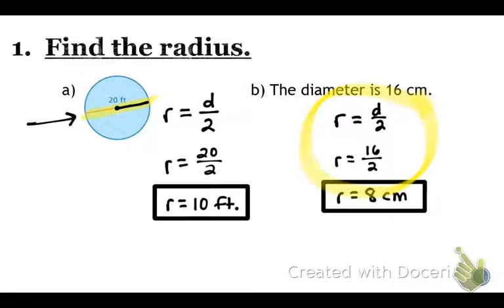Put your pencils down. If I said that the diameter was 100, what would my radius be? 50. If I said my diameter was 40, what would my radius be? 20. Last one. If I said my diameter was 2, my radius is? 1. Excellent. Okay, let's move on to the next one.